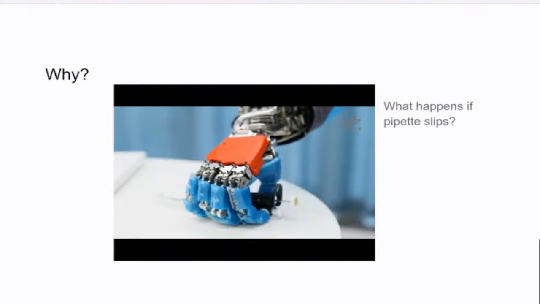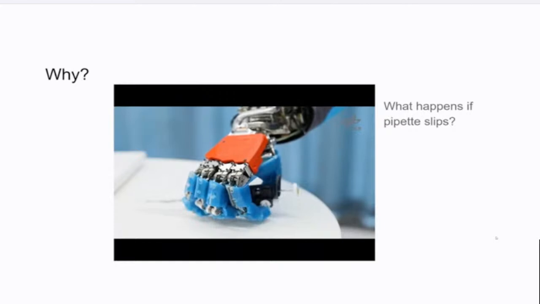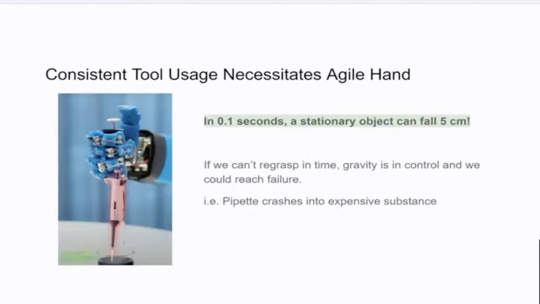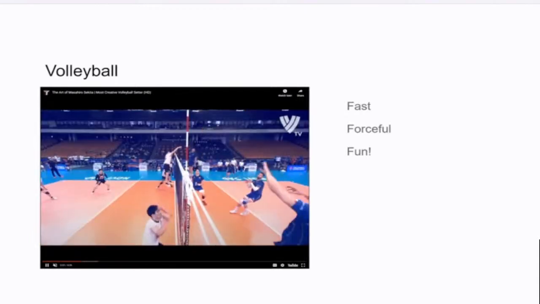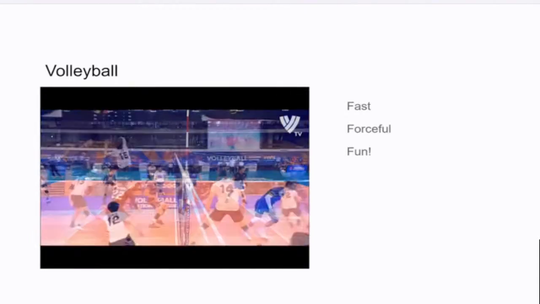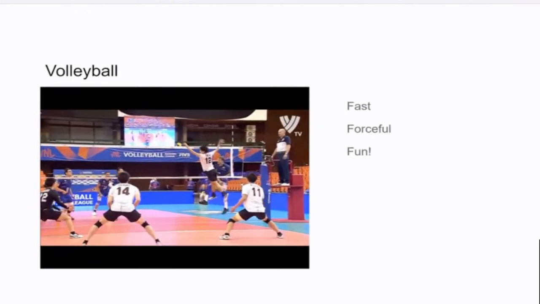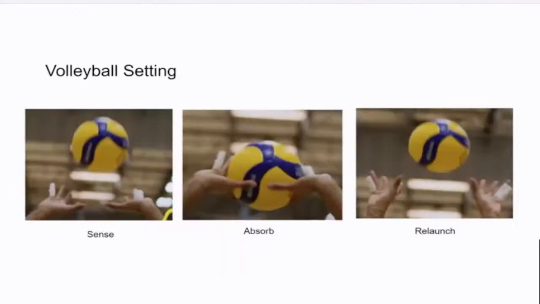And the question to ask when it comes to this is, what happens if the pipette slips? If that's the case, in 0.1 seconds, it could fall around 5 centimeters. So if we can't re-grasp it in time, gravity is in control, and we could reach failure. Now, volleyball itself is pretty interesting because it's fast, it's forceful, and it's fun. We only have around 80 milliseconds to control the ball, and we're reaching the upper bound of our torque limits.